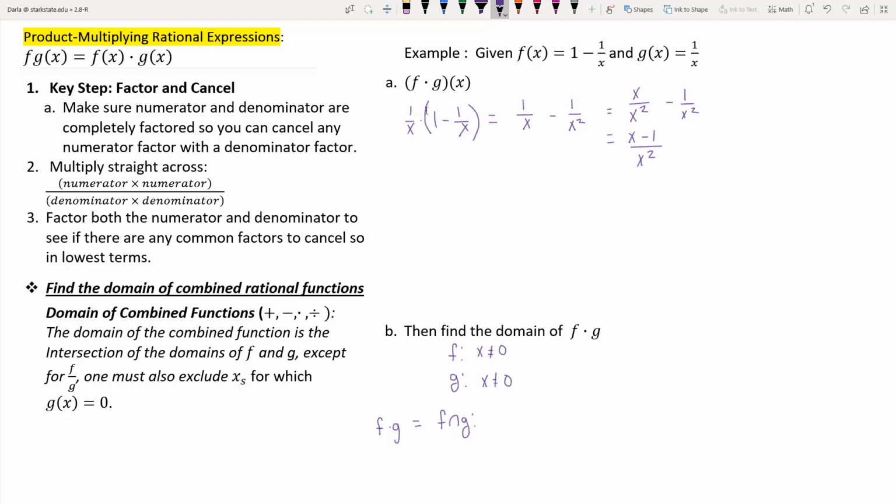As far as the intersection of the two, that basically means, well, x can't be 0, so it could be everything else, and so the domain would be negative infinity to 0, not including it, union 0 to infinity.